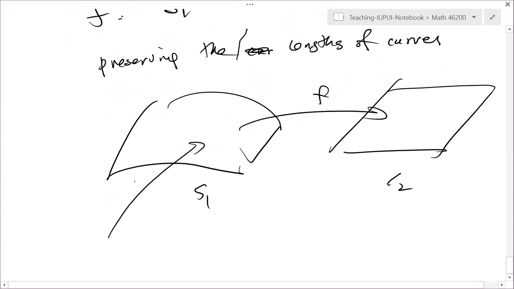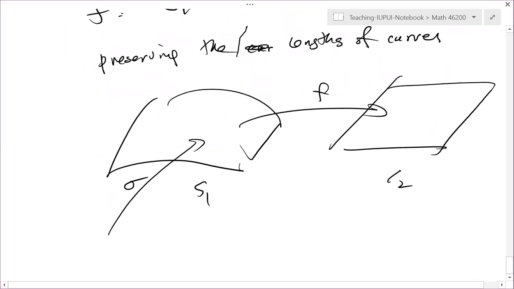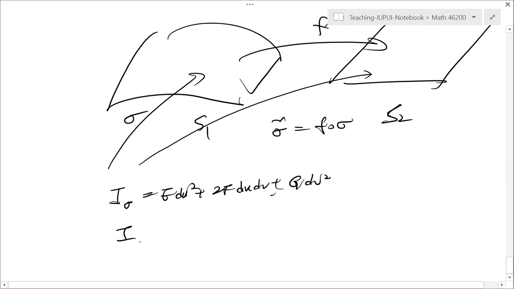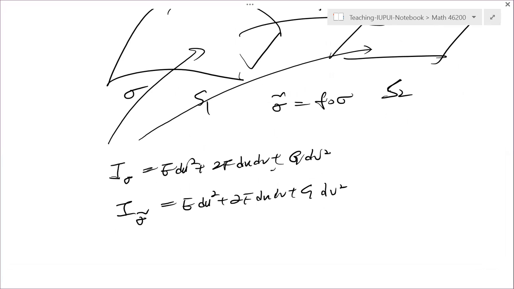So that means if sigma is a surface patch, then you can consider sigma tilde, which is another surface patch. So they have the same first fundamental form with respect to the surface patches. This is S2. The first fundamental form is defined by sigma: E du square plus 2F du dv plus G dv square, because f is an isometry. So with respect to that surface patch, you also have the exact same formula, because f is an isometry. So that means they have the same.